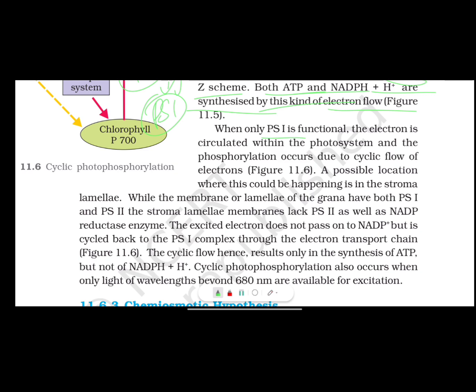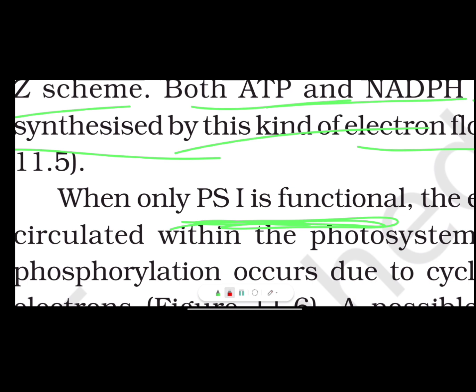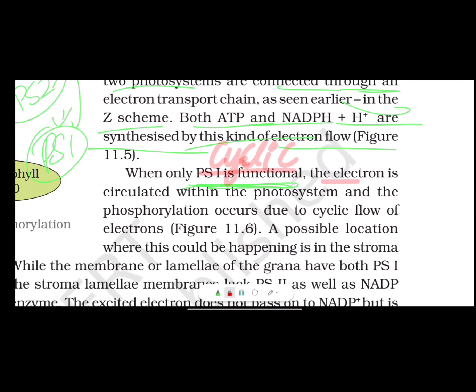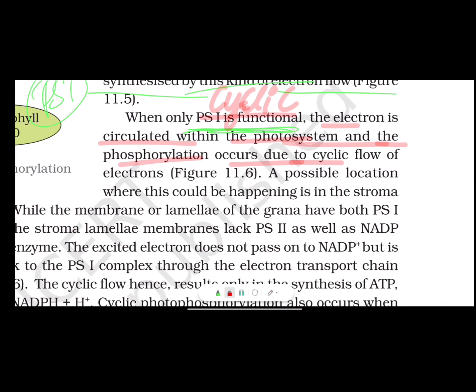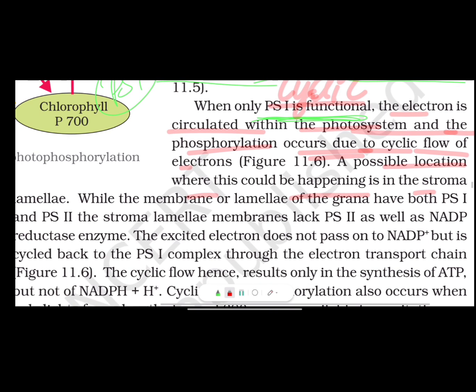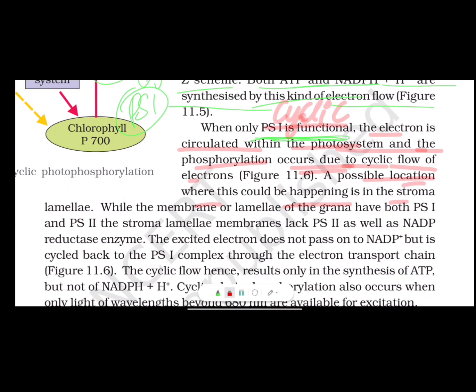But when only PS1 is functional, now we are coming to the cyclic phosphorylation. The electrons are circulated within the photosystem and the phosphorylation occurs. So the cyclic phosphorylation occurs only in PS1. In cyclic flow of electrons, a possible location where this could happen is the stroma lamellae.